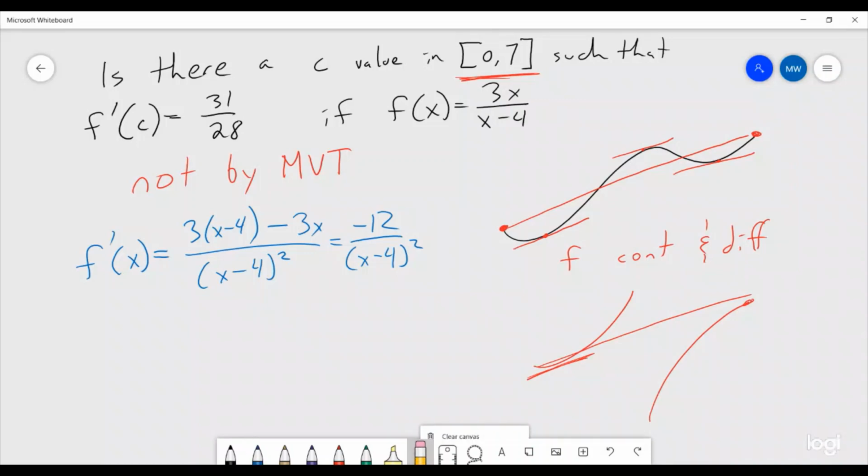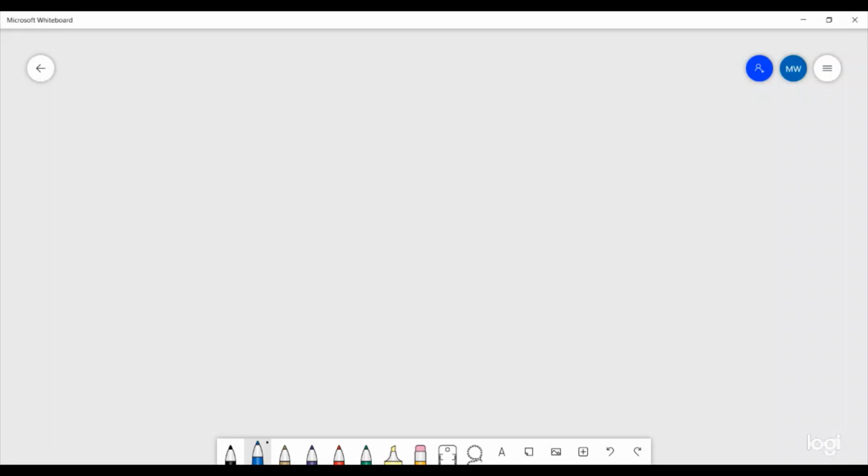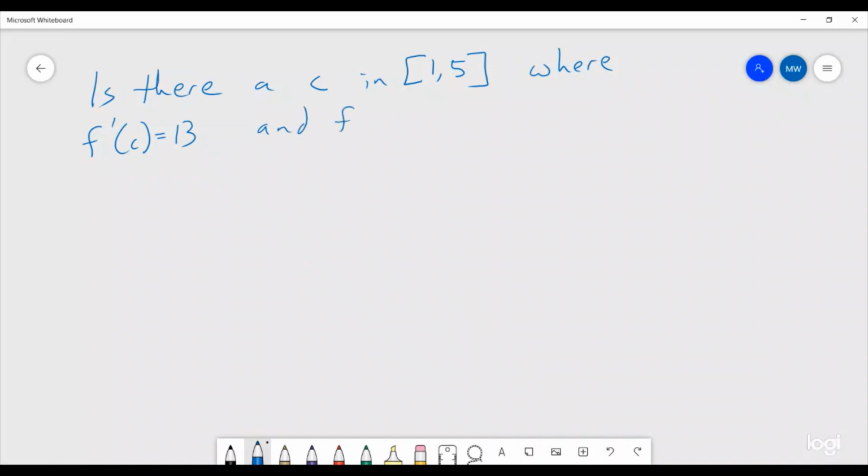Now, how about a different problem? So this one, be sure to check, is this a trick question? Is there a c in the interval 1 to 5 where f prime of c equals 13 and f of x is equal to 3x squared minus 5x plus 2. Okay, using the mean value theorem, let's find the value of the slope connecting our two endpoints.